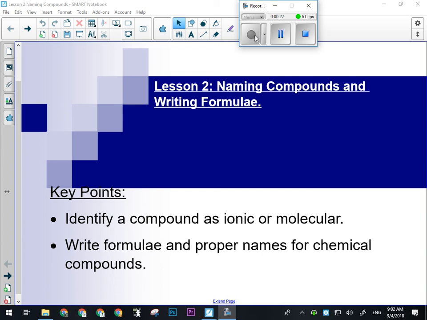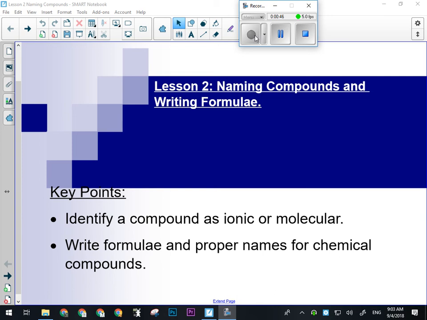We'll also have to look at how some of the metals on the periodic table actually have more than one possible charge, and that can change the way that we name the compounds they produce. Okay, so we have to learn some new rules. They're not really hard, they're just new. They'll be in addition to what you already know.